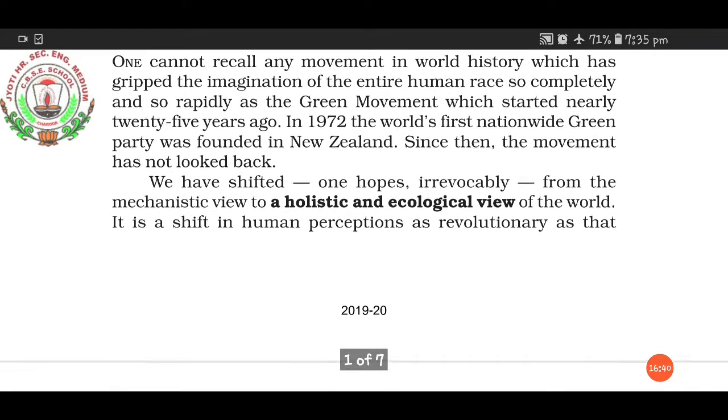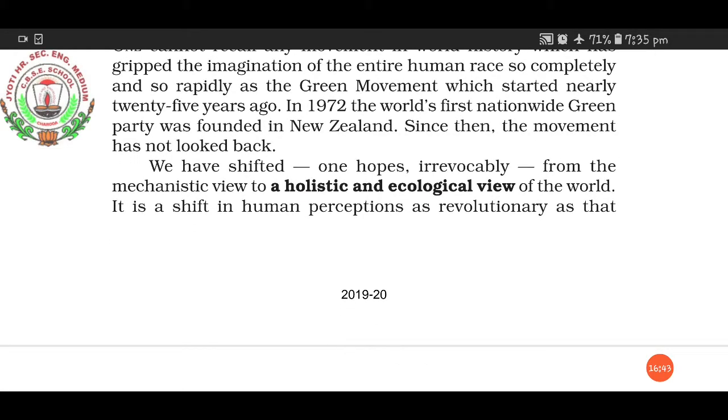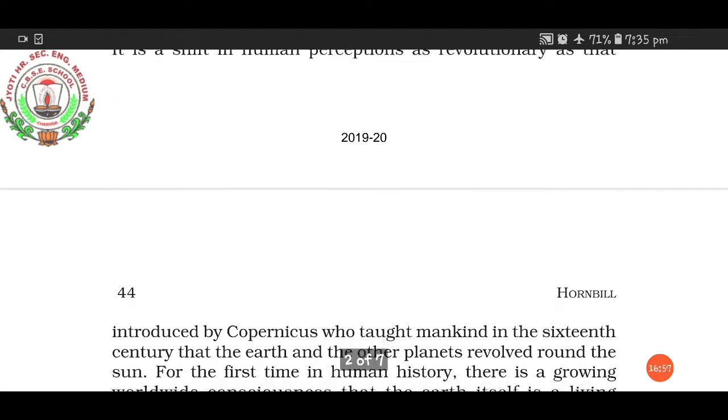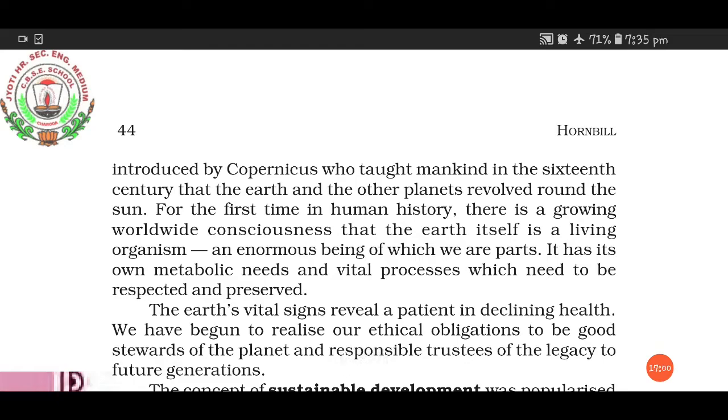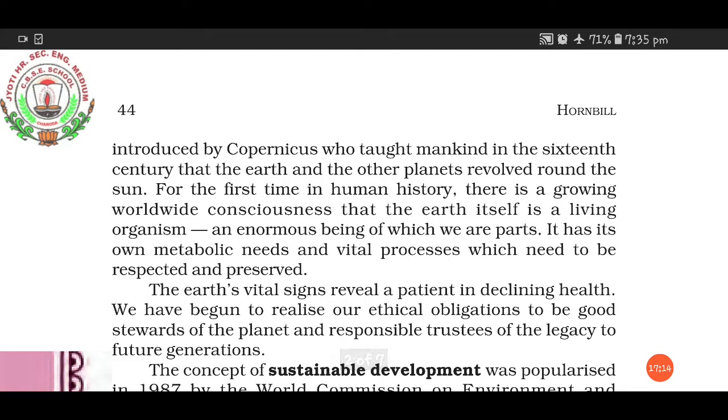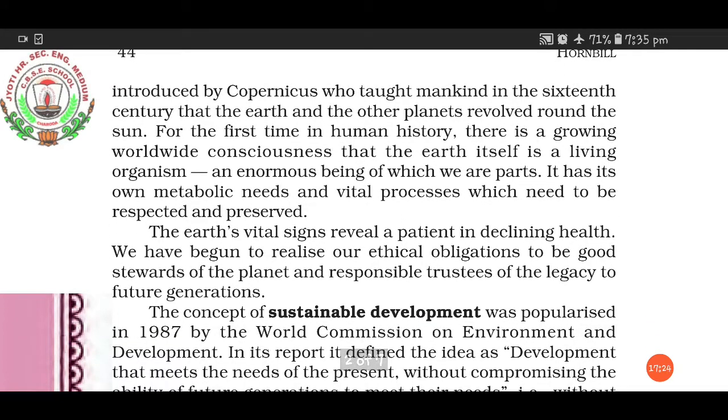So, further, what is the purpose of this movement? We have shifted, one hopes, irrevocably from the mechanistic view to a holistic and ecological view of the world. It is a shift in human perceptions as revolutionary as that introduced by Copernicus, who taught mankind in the 16th century that the Earth and the other planets revolved around the Sun. For the first time in human history, there is a growing worldwide consciousness that the Earth itself is a living being, a living organism, an enormous being of which we are parts. It has its own metabolic needs and vital processes which need to be respected and preserved.